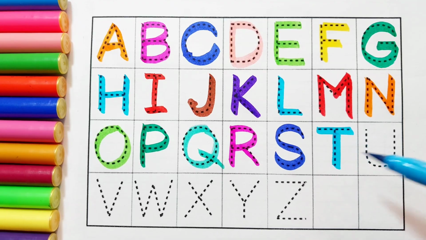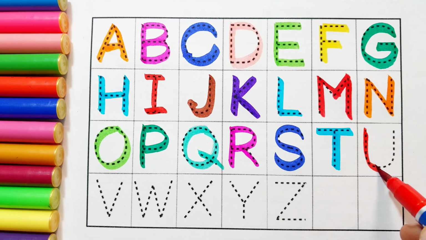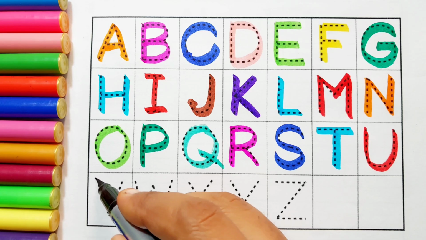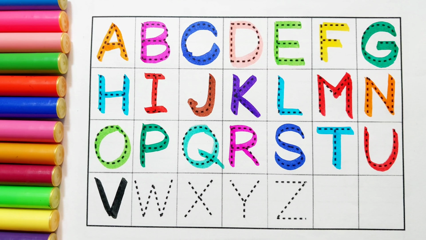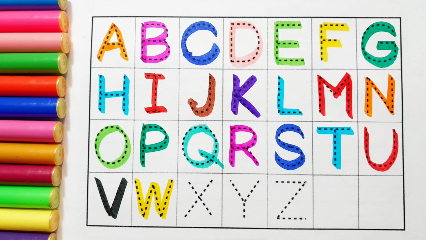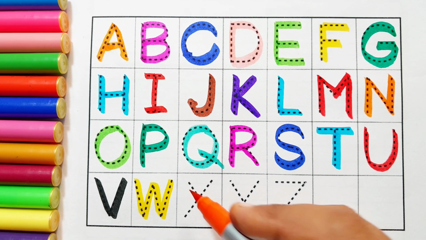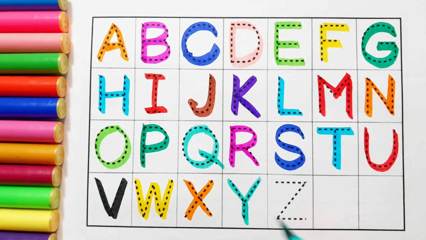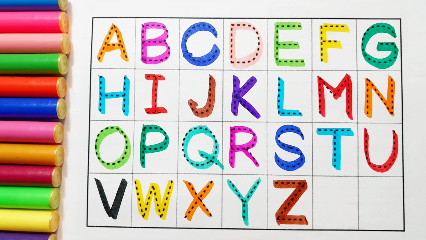T for tiger. U for umbrella. V for van. W for watch. X for Xmas tree. Y for yak. Z for zebra.